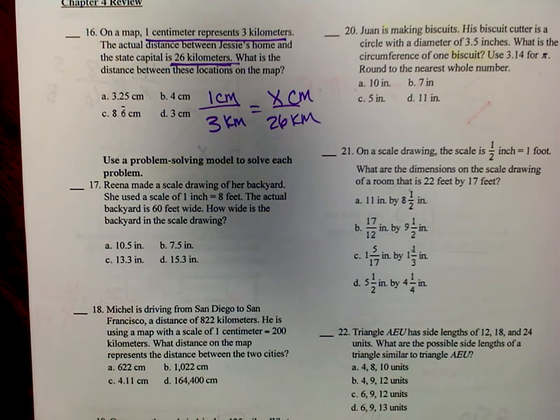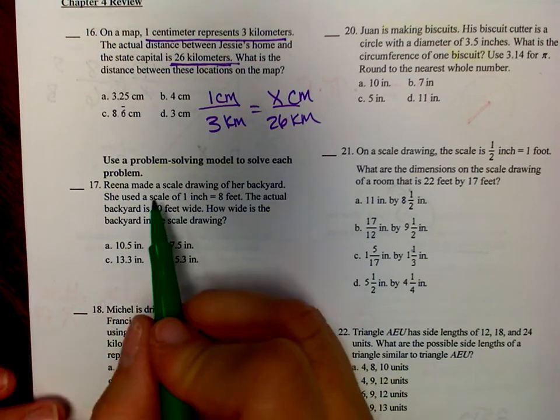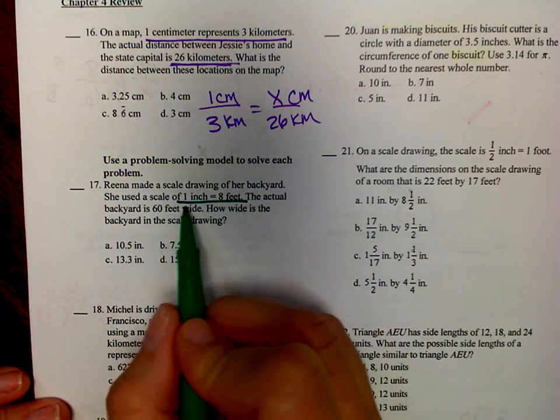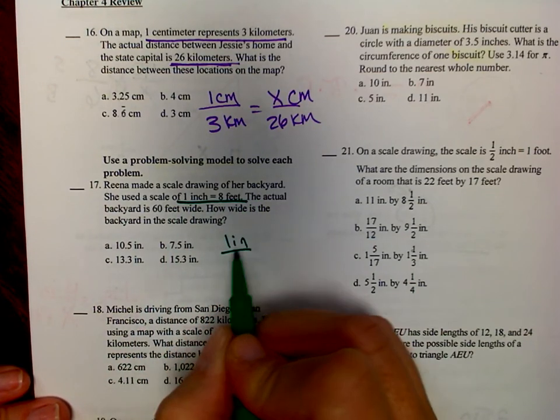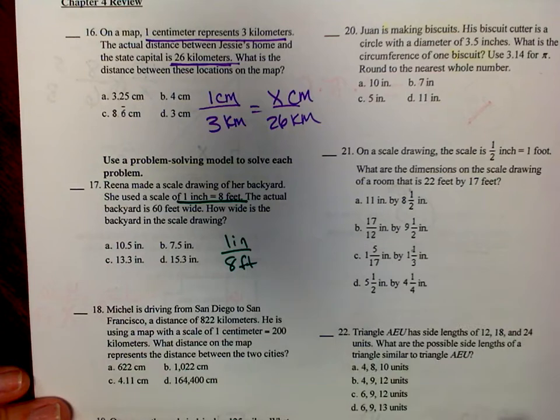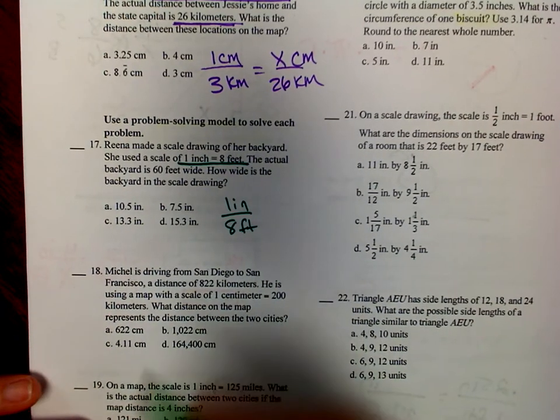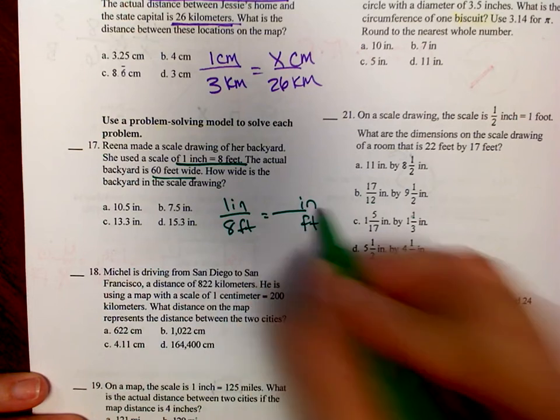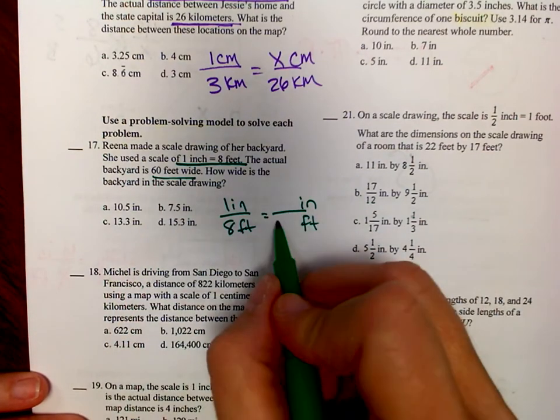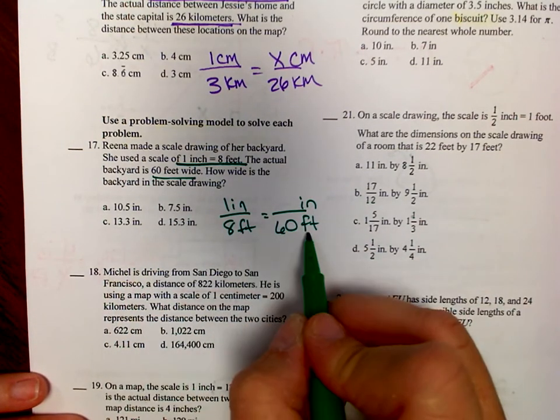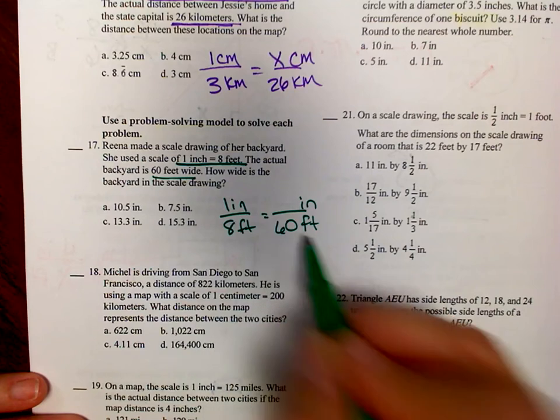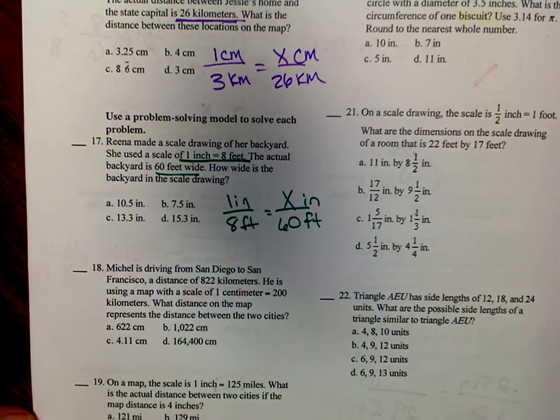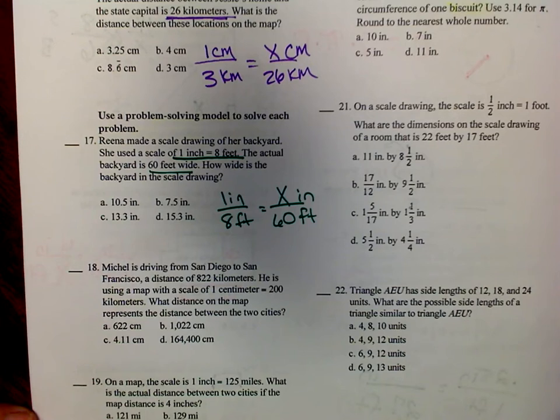Number 17. Rena made a scale drawing of her backyard. She used the scale of 1 inch to 8 feet. The actual backyard is 60 feet wide, so I want my feet on the bottom and inches on top. Because I know my units are on the bottom of feet, you're going to put it there. How wide is the backyard in the scale drawing?